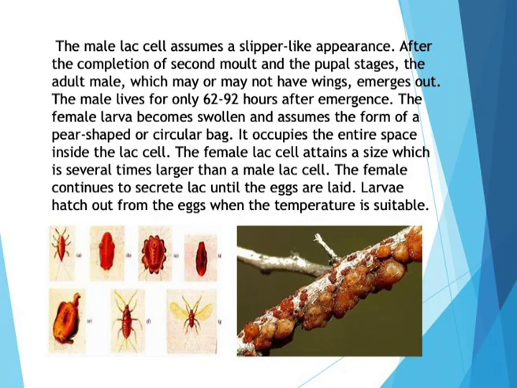The female larva becomes swollen and assumes the form of a pear-shaped or circular bag. It occupies the entire space inside the lac cell. The female lac cell attains a size which is several times larger than a male lac cell. The female continues to secrete lac until the eggs are laid. Larvae hatch out from the eggs when the temperature is suitable.